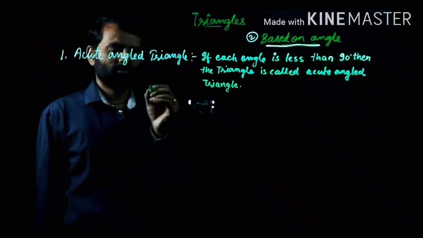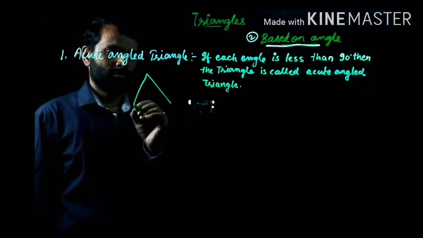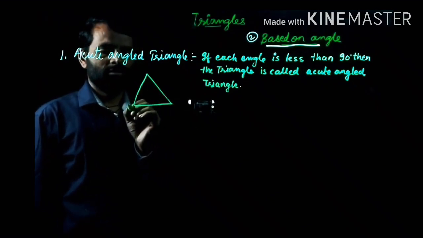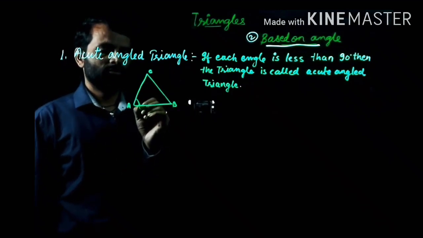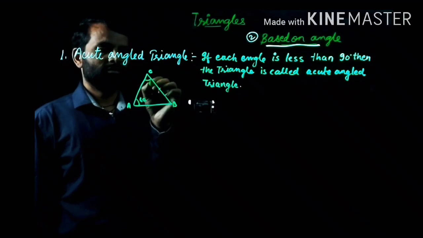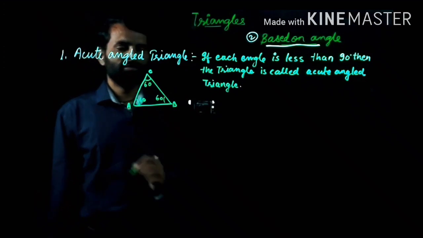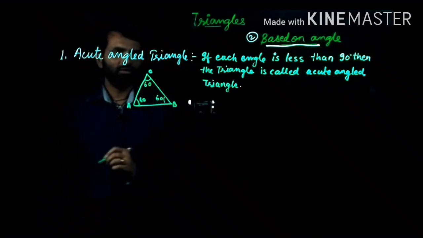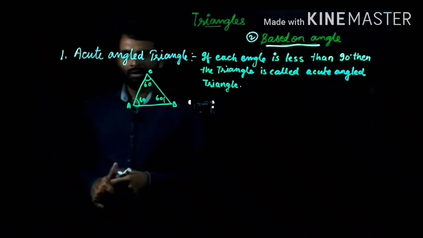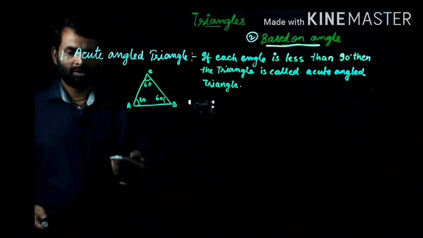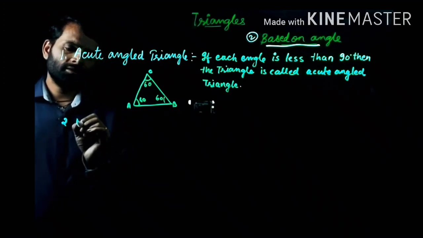Then the diagram is triangle ABC. Suppose this angle is 60 degrees, this is also 60 degrees, and this is 60 degrees. So all angles are less than 90. Which type of triangle is it? Acute angled. Now second, do you understand which type? Right angled.